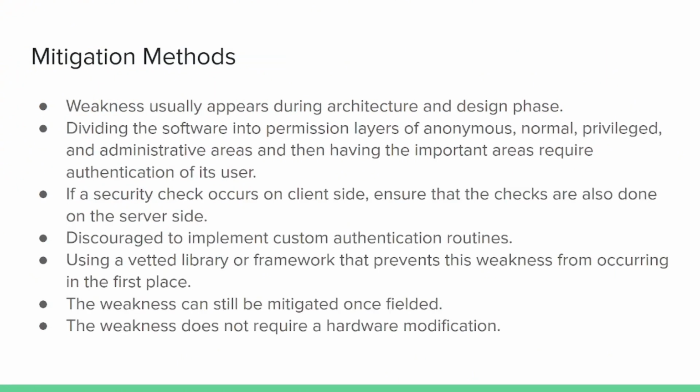So there's also a bunch of mitigation methods. First one being, the weakness usually appears during the architecture and design phase, so most of the strategies also revolve around making sure that it doesn't appear in those phases. Dividing the software into permission layers of anonymous, normal, privileged, and administrative areas, and then having important areas require authentication. If a security check occurs on the client side, ensure the checks are also copied on the server side.